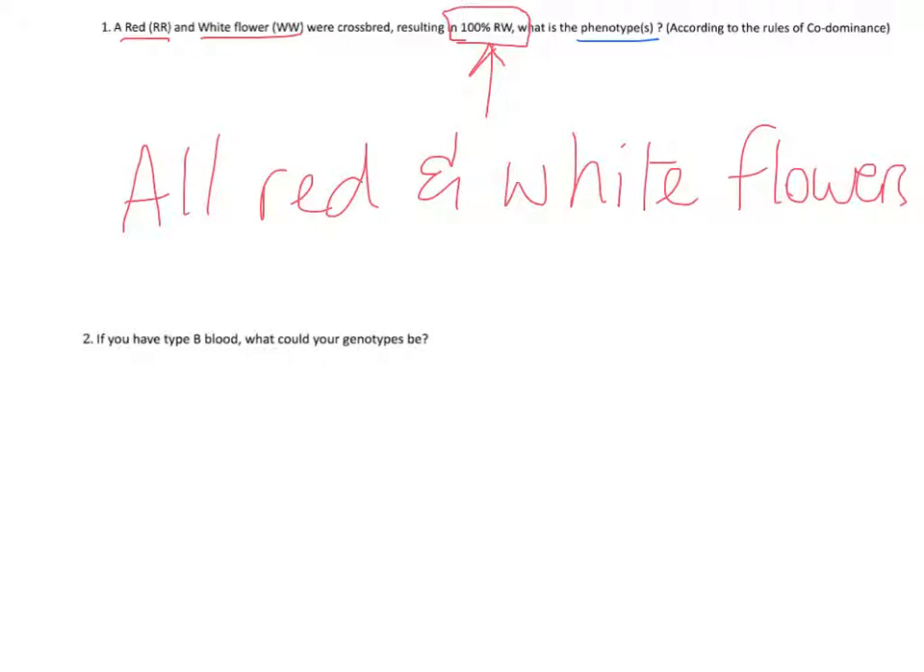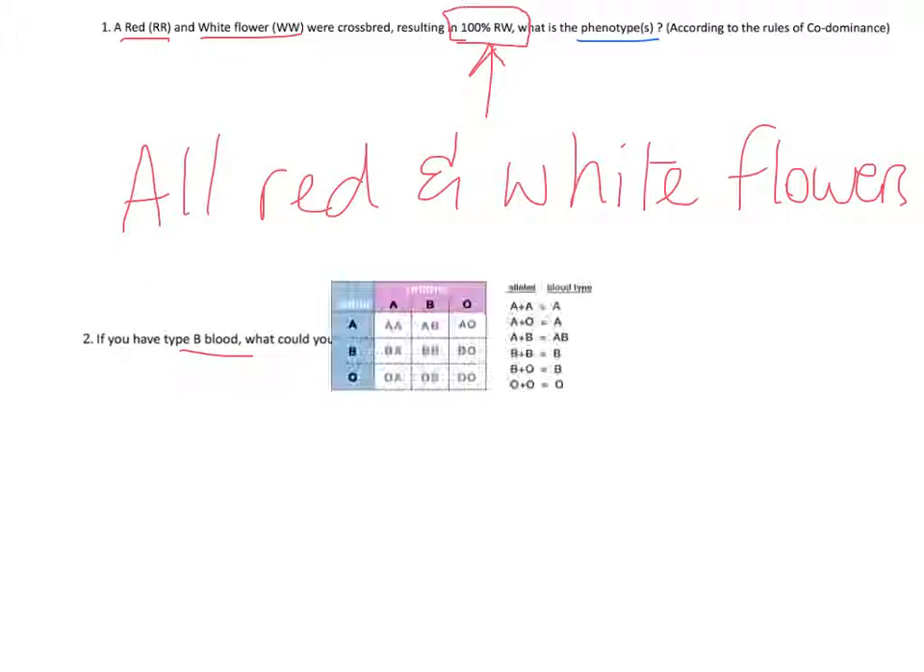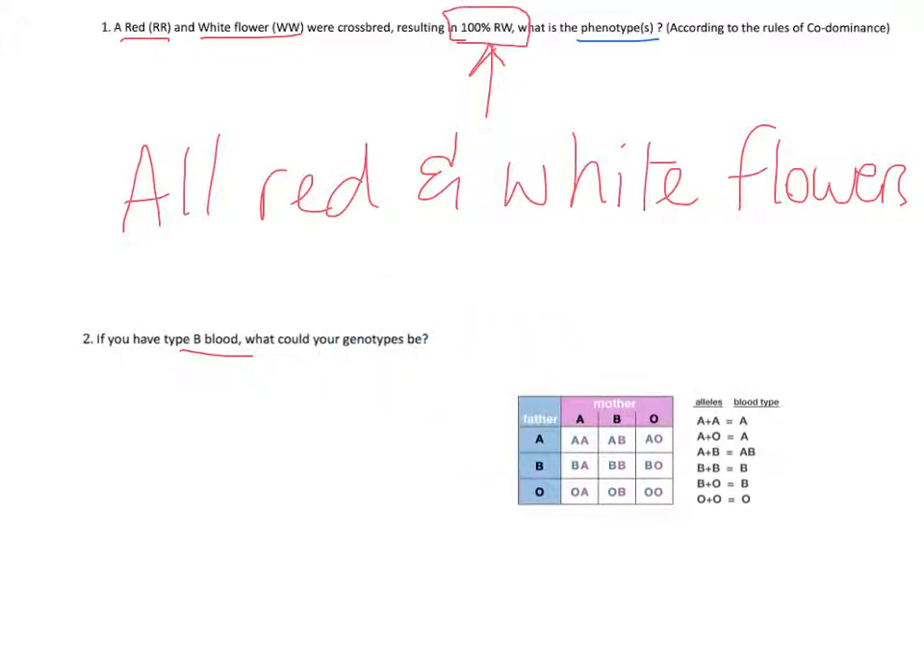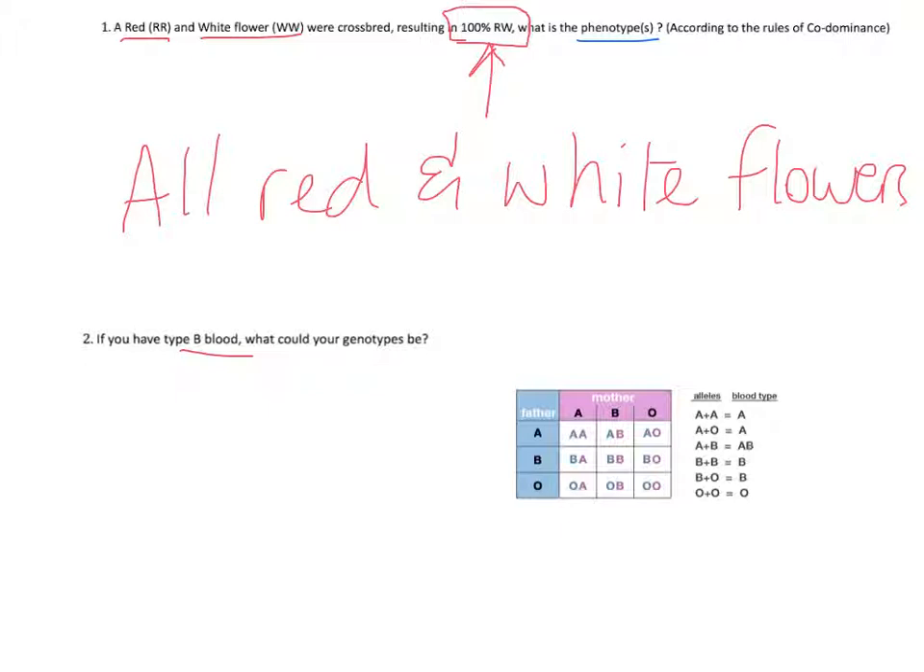Now let's have a look at question number 2. Question number 2 says, if you have type B blood, what would your genotypes be? If we remember from this picture from the last slide, we're looking for individuals that have the blood type B. They can have one of 2 different genotypes. Their genotypes could be BB, so they could be homozygous B, or it could also be BO, as B is dominant over the O.